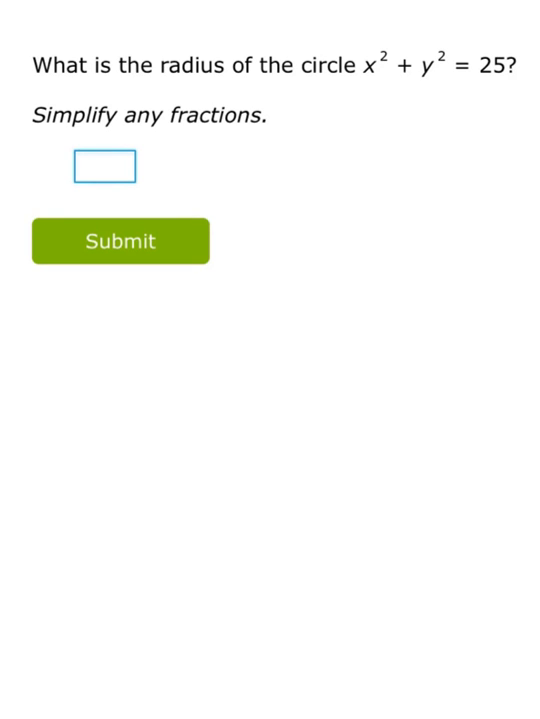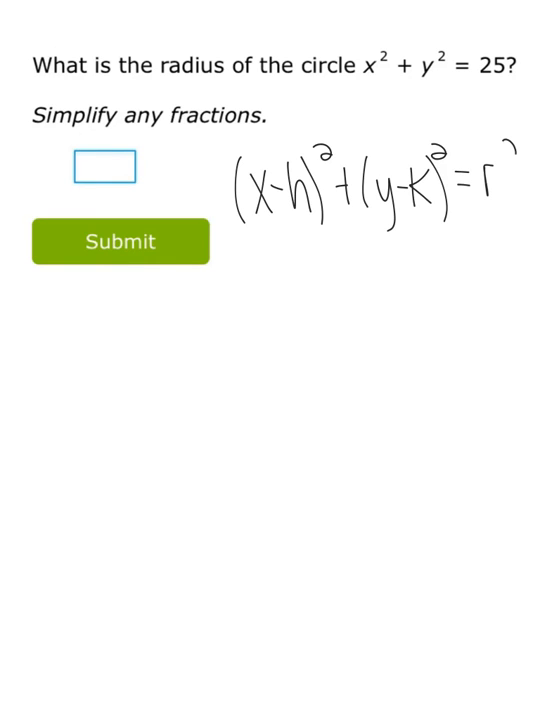Moving on to another example, what's the radius of the circle x squared plus y squared equals 25? Well, let's go over the equation of the circle again. Remember, (x minus h) squared plus (y minus k) squared equals the radius squared. Since all I need to know is the radius, I really need to only look at the very last part of the equation, the right side of the equation, because that would tell me what my radius is.